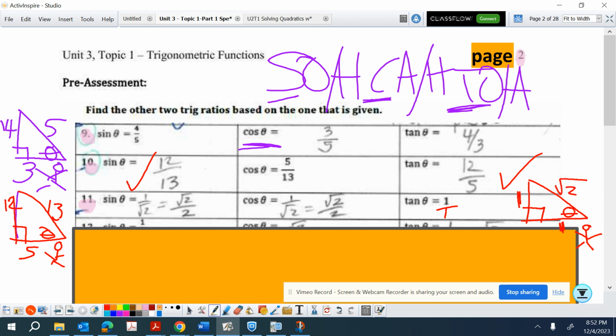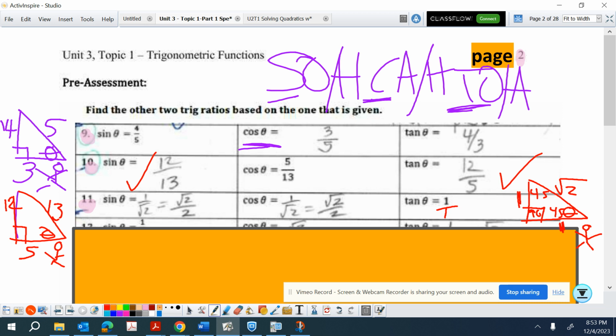2. How do I know that? Because when the legs are the same size, that means it's a 45, 45, 90 right triangle. And the sides are 1 and 1, and the hypotenuse is square root of 2. Now I'm able to do my ratios.